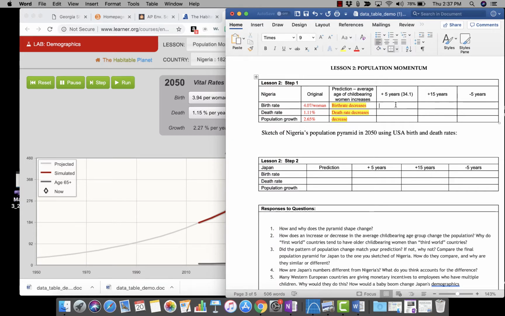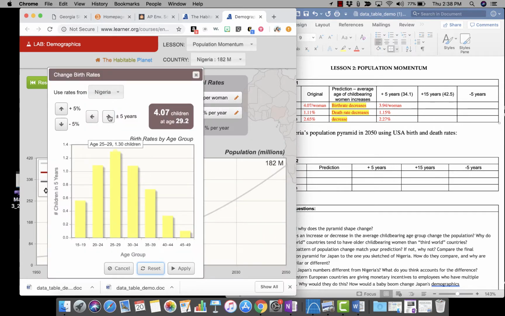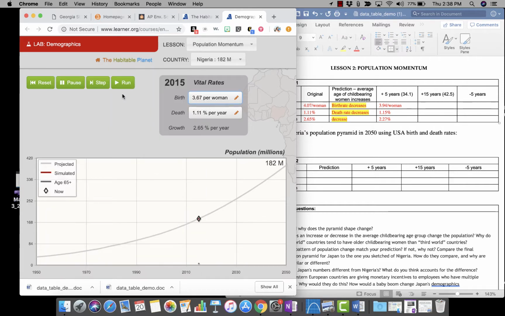So this is going to be 3.94 per woman, 1.15%, 2.27%. Okay, and now we're going to increase it by 15 years. 5, 10, 15. Okay, so now I'm going to run it to 2050.